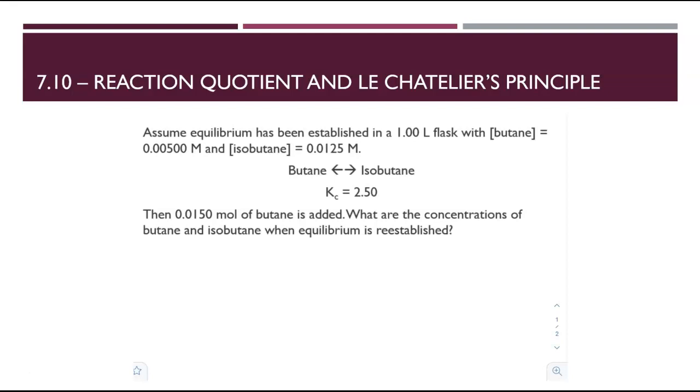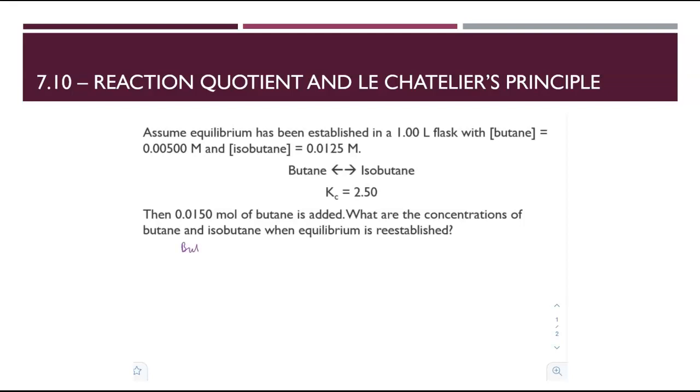So we already know that if we increase the concentration of butane, which is our reactant, we're going to create more product to reestablish that equilibrium. The question wants us to actually calculate what those concentrations are. So to do this, it's going to be very similar to solving for equilibrium concentrations. We just have to take into account what changes are being made. And so we're going to start by setting up our ICE table.